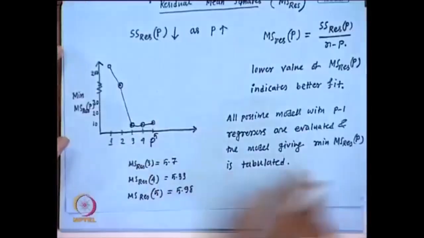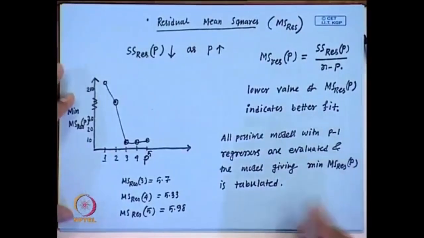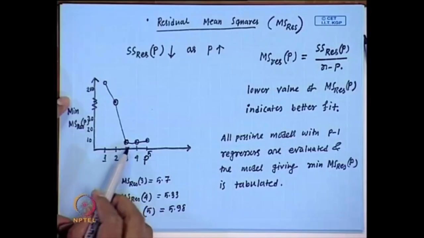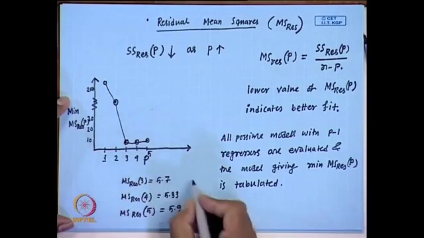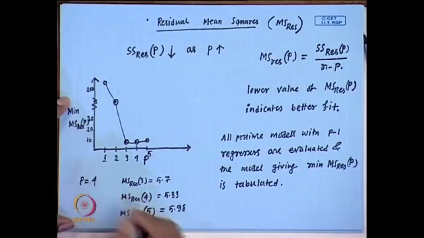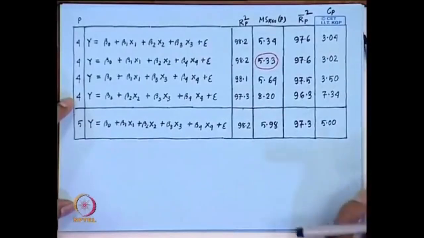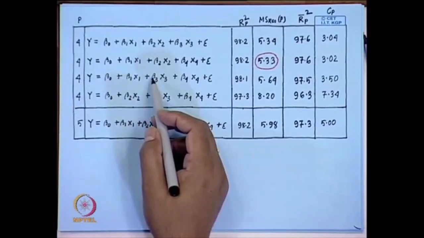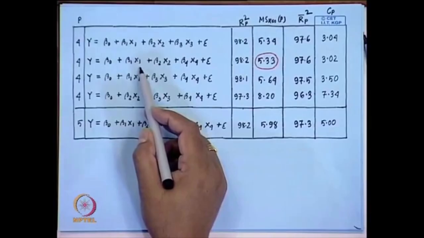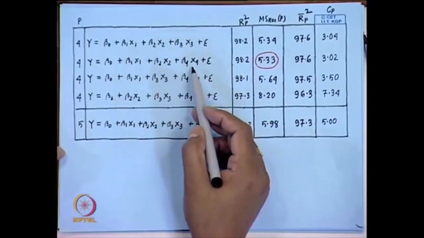So, here you can see that MS residual decreases till p equal to 4 and then it turns upward, because for 5 the value is again more than the value for p equal to 4. So, here it turns upward. So, here you can choose p equal to 4. The meaning of this one is that this MS residual criterion suggests that you go for the model involving the regressors x 1, x 2, x 4.